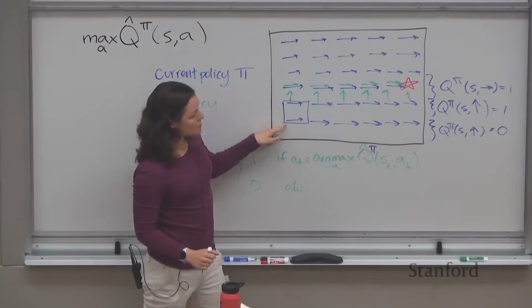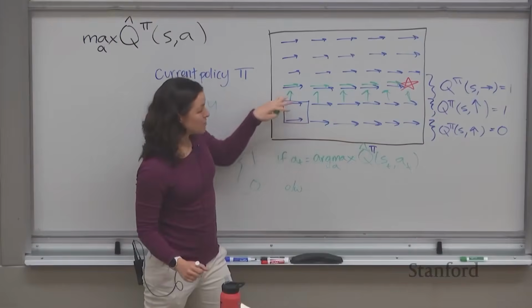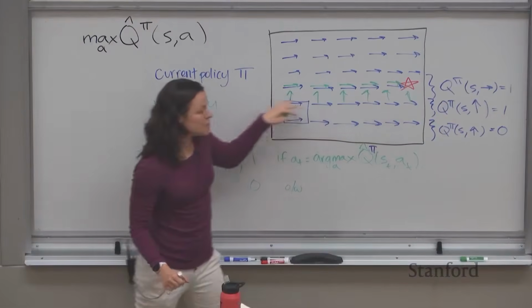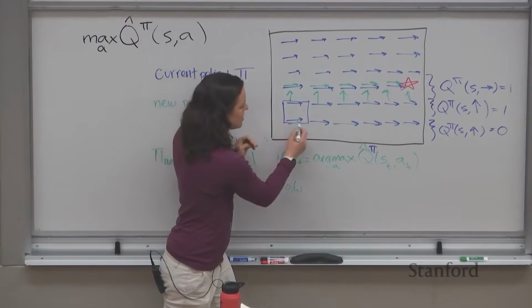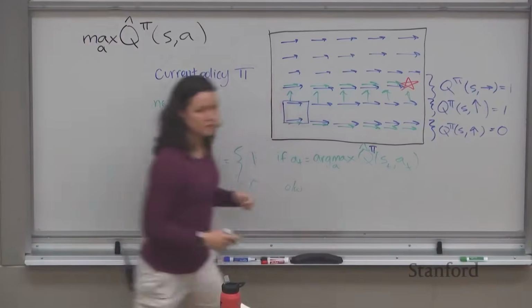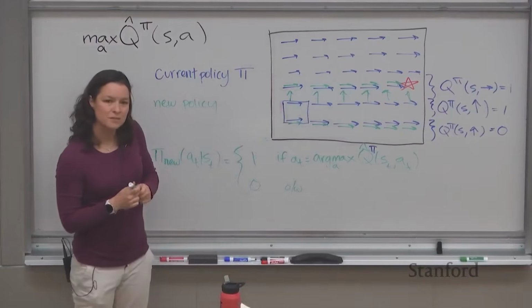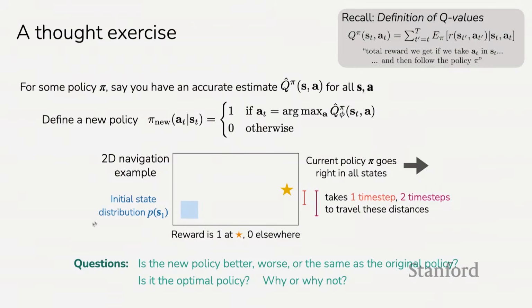But then for this row, all of the q values are 0 because all of the q values for the next one are also 0. And so if you default to the previous behavior, it'll stay going to the right. And does anyone want to discuss the second question, like is this the optimal policy?